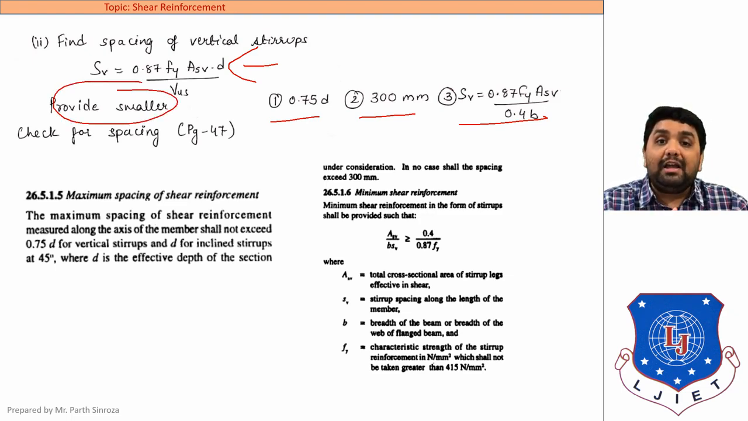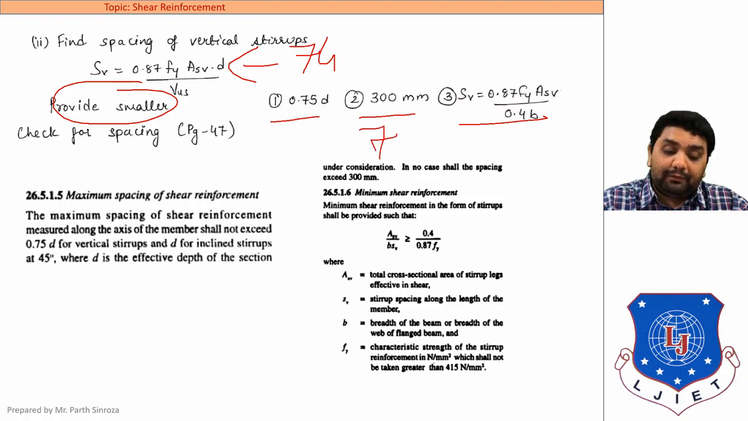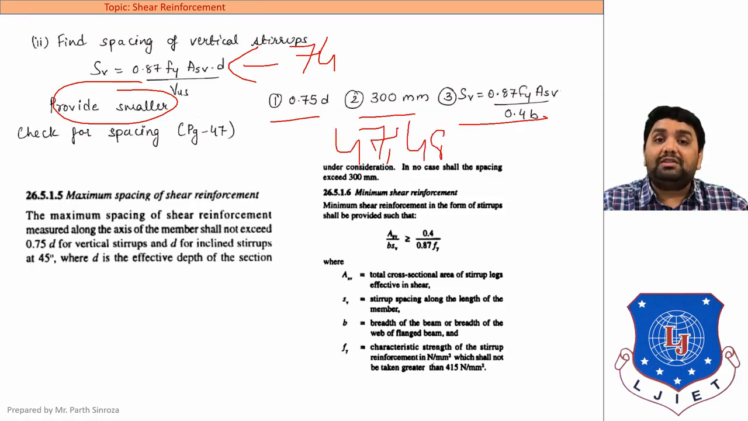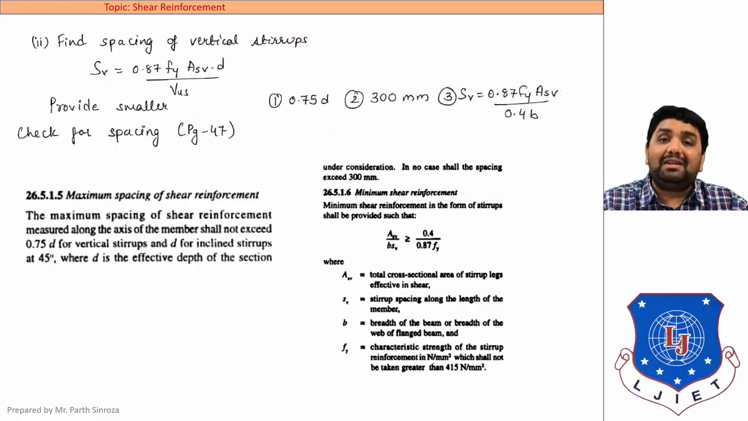Again, keep in mind, we need to find four values. The first value will be obtained from page number 74, and the remaining three values will be obtained from pages 47 and 48. Out of these four values we need to provide the smaller value, and that will be our final answer. These are the steps that we will see in the entire topic, that is shear reinforcement. While solving numericals you will get through these equations in detail.